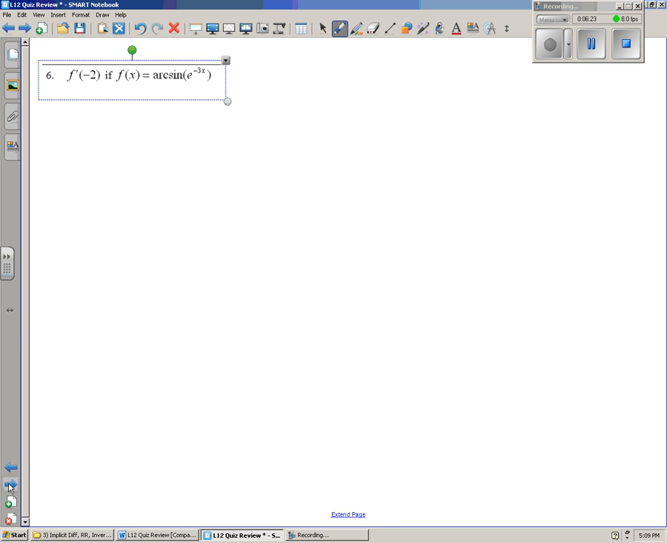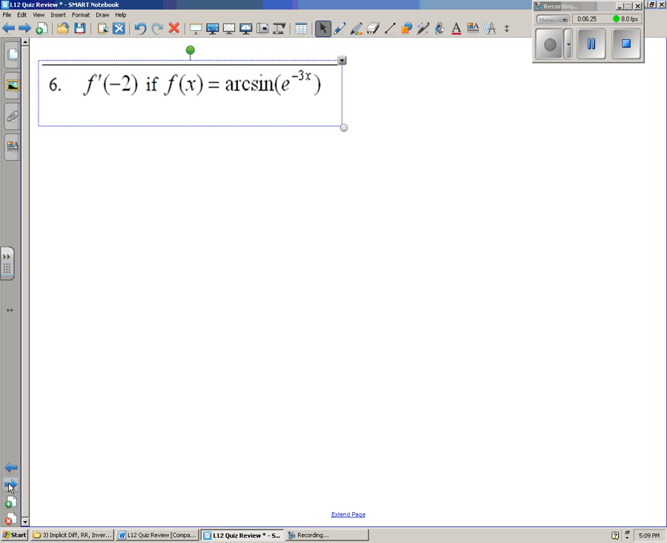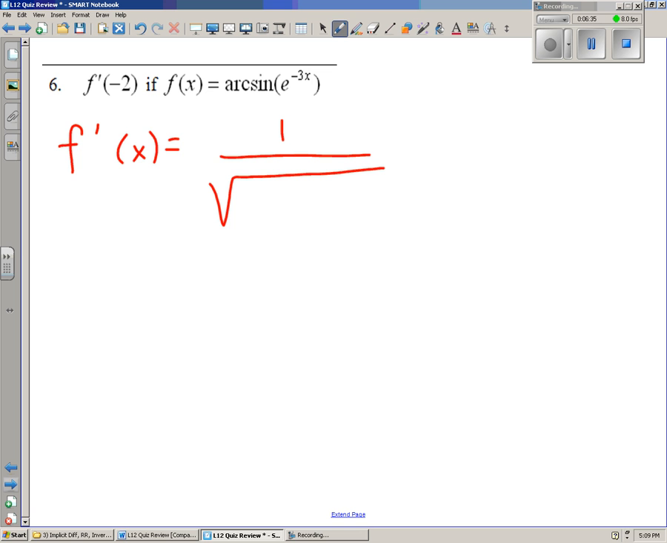All right, number 6 says we want to find f prime at negative 2 if f of x is arc sine of e to the negative 3x. So we have arc sine of stuff. So the derivative of arc sine of stuff is 1 over square root of 1 minus the stuff squared. And the stuff is e to the negative 3x. We must, by the chain rule, take the derivative of the stuff, which is e to the stuff. So the derivative of e to the stuff is itself times the derivative of negative 3x, which is negative 3.